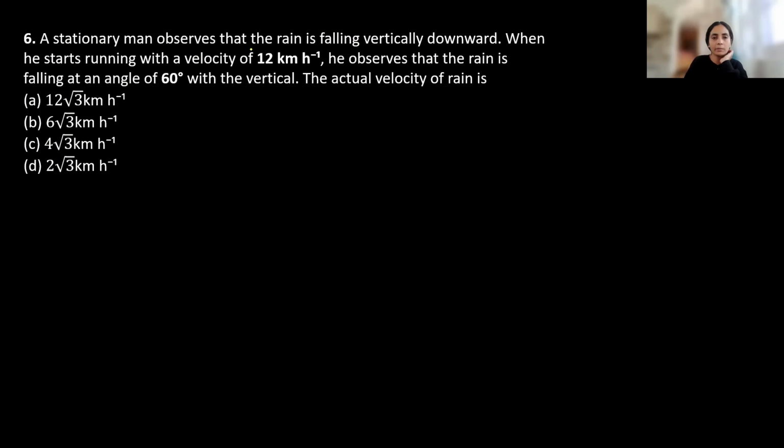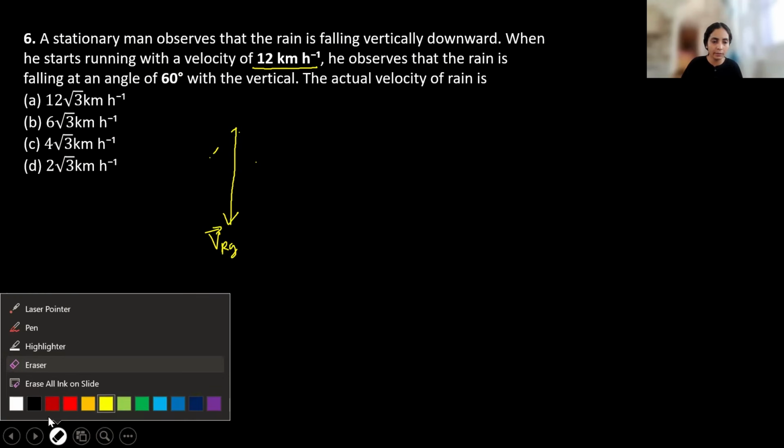A stationary man observes that the rain is falling vertically downward. Now look, a man is at rest, and he sees the rain coming this way. So this is the VRG direction. Okay. Now he starts running with a velocity of 12 kilometer per hour. He observes that rain is falling at an angle of 60 degree with the vertical. So in this case, you can take the man moving in any direction, because with the vertical it is making an angle of 60 degree. It can be either this side or that, it doesn't matter. Okay, so you can take anything.